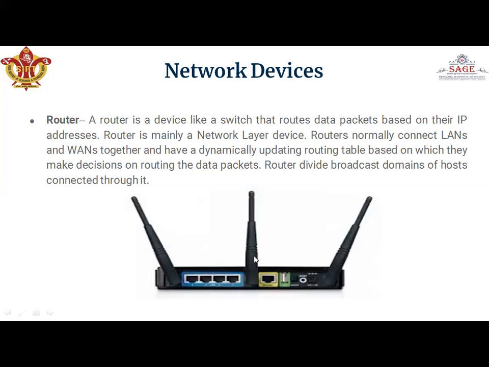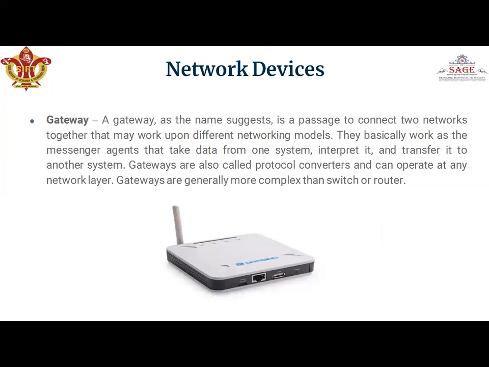Means this is the diagram of our router. As we have seen, it also has some input ports and output ports, and this is basically used in inter-networking. Now moving on, our last network device, that is a gateway. A gateway is also an inter-networking device just like a router. So a gateway, as the name suggests, is a passage to connect two networks together.